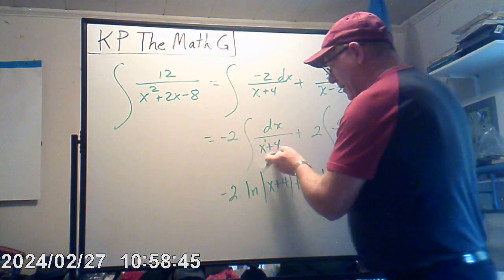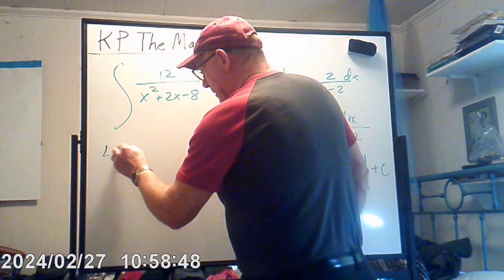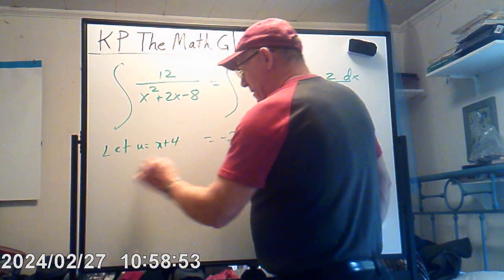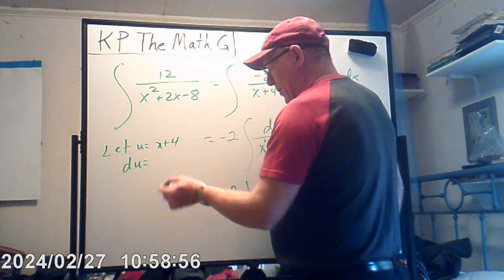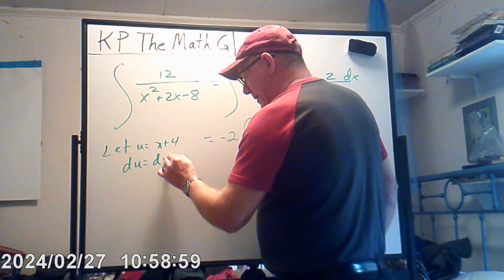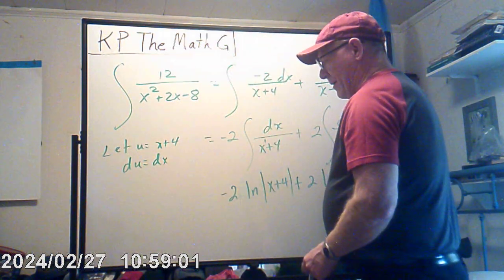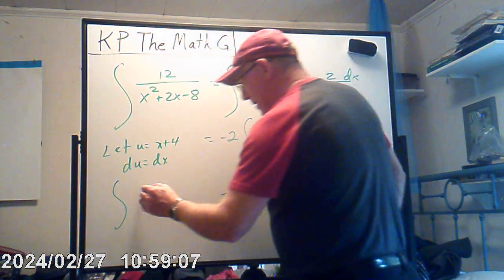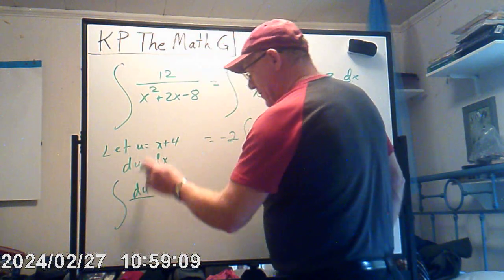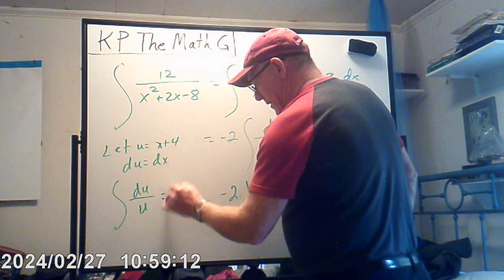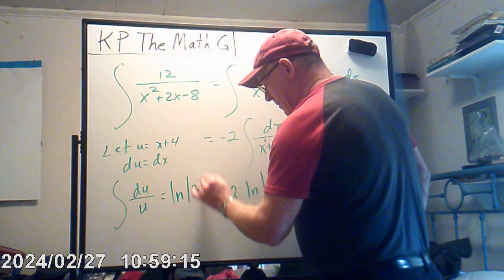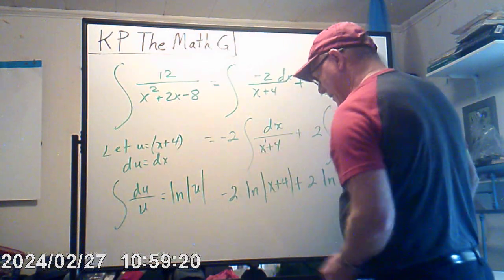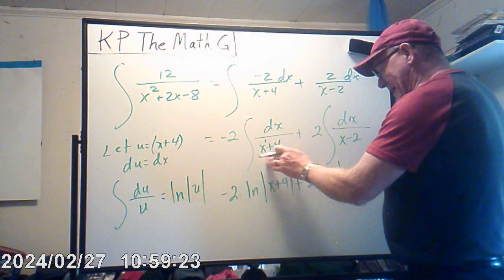Look, we could let u be equal to this denominator, x plus 4, and du is equal to this dx, right? So what we would have here is actually du over u, which is ln of u, but u is what? x plus 4 in the first place, isn't it? So when I see that, that's ln.